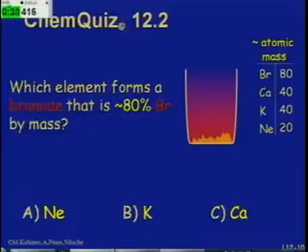You can ask yourself the question, how many does neon have to kick out to have a stable configuration? How many does potassium have to kick out to have a stable configuration? And how many does calcium have to kick out to have a stable configuration? And then you make the compound. It has to be a ratio of 80% bromine by mass.